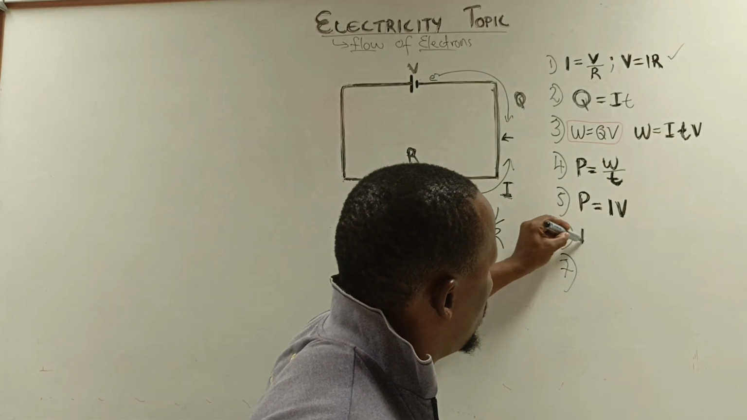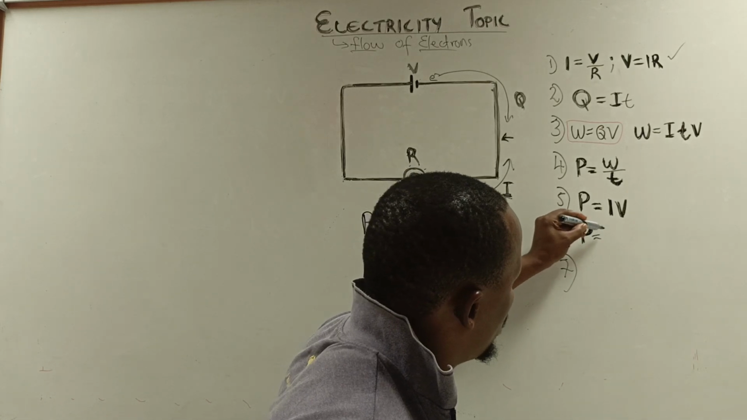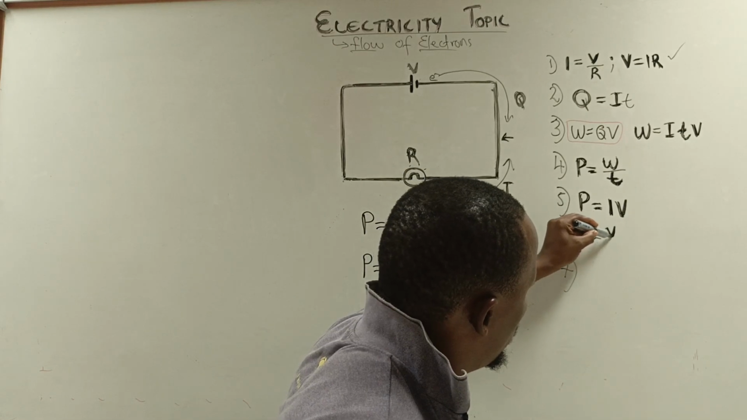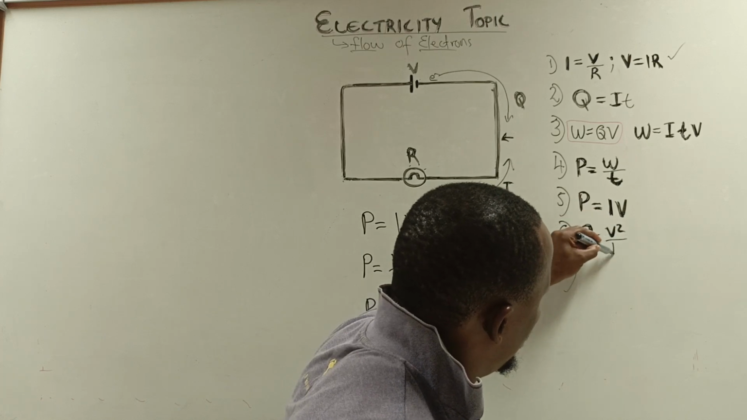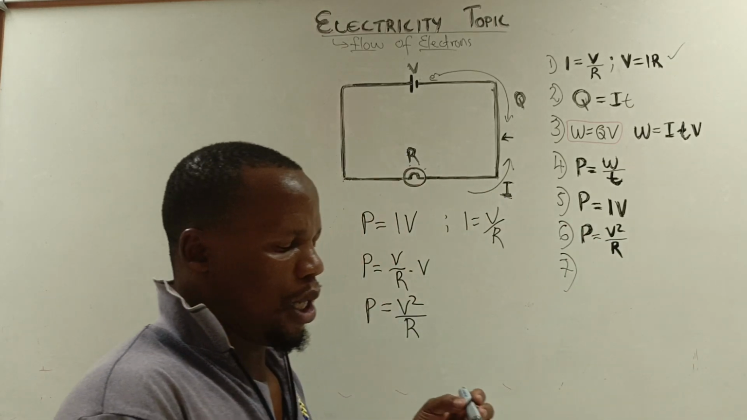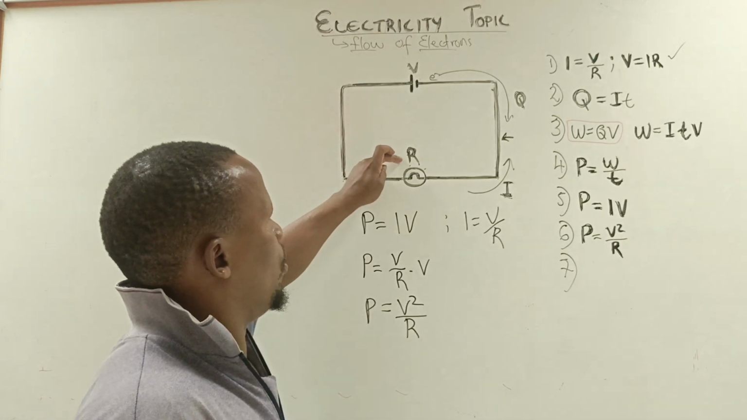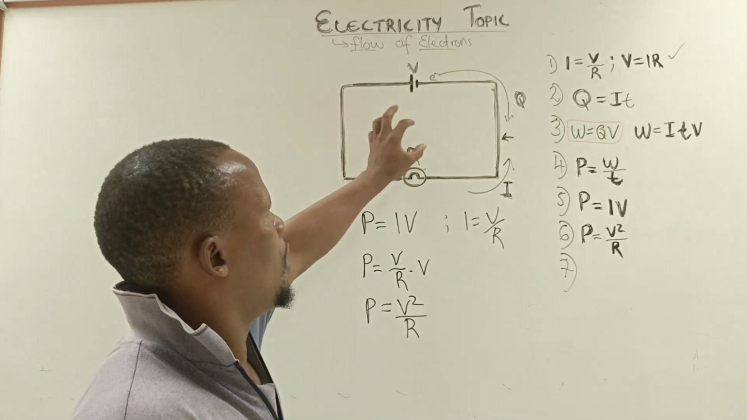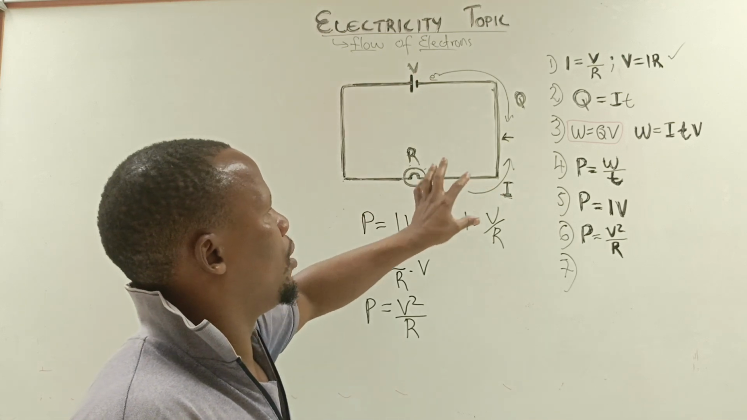So power is equal to V squared over R. One more thing, there are many ways of killing a cat. If you have V and R, you can still find the power of the circuit. If you have I and V, you can still find the power of the circuit, right?